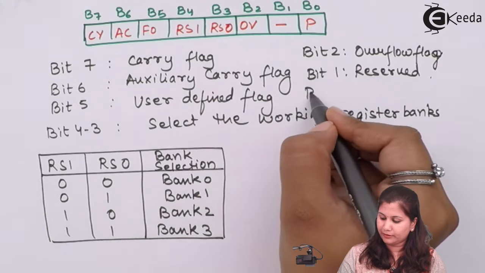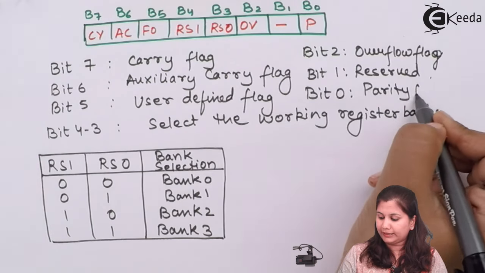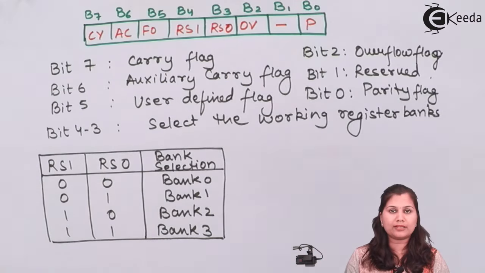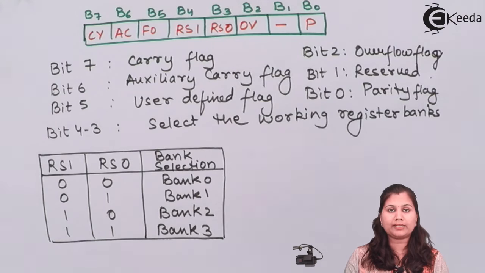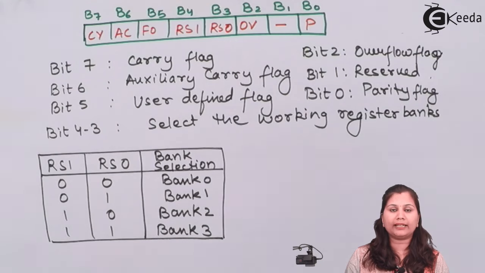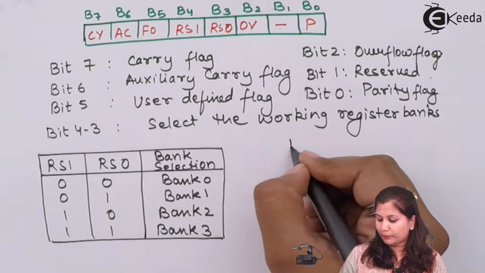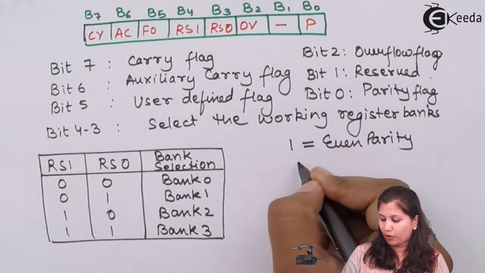And then we have bit 0, which is the parity flag. It indicates the number of ones in the result: an arithmetic or a logical result will have 8 bits, and out of those 8 bits, the number of ones is either even or odd. If there is an even number of ones in the result, then this parity flag will be set, and if there is an odd number of ones, then this parity flag will be reset. So it will be 1 when we have even parity, and it will be 0 when we have odd parity.